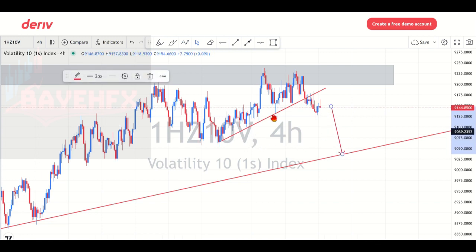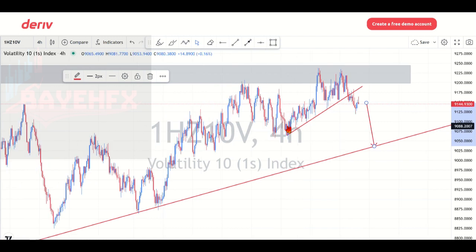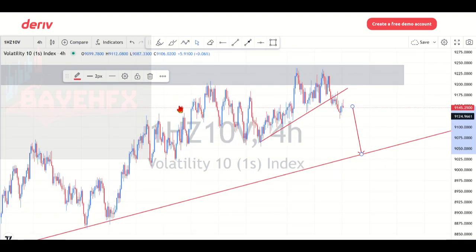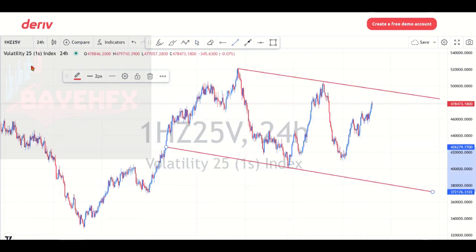Understand, we broke out of the bullish trend and now we're looking bearish, so it's going to be a massive sell to the downside on VIX10. So that's a quick one there on VIX10. Let's move to the other pair.